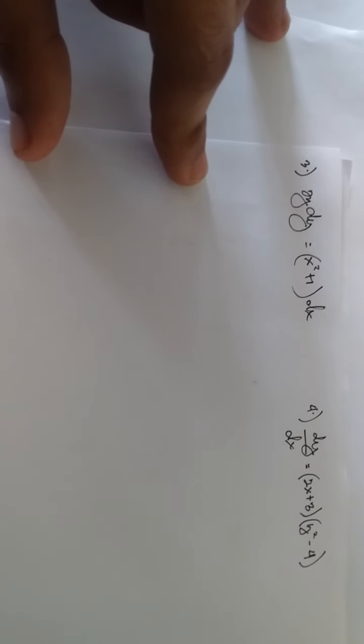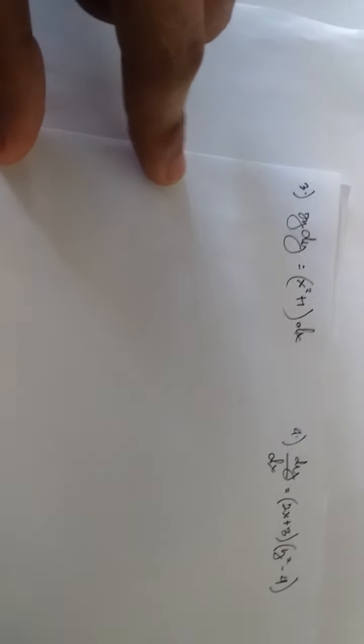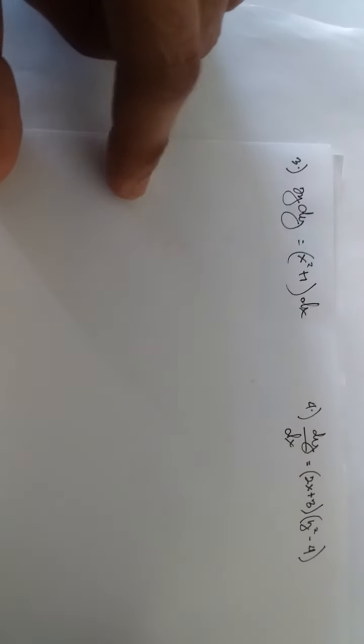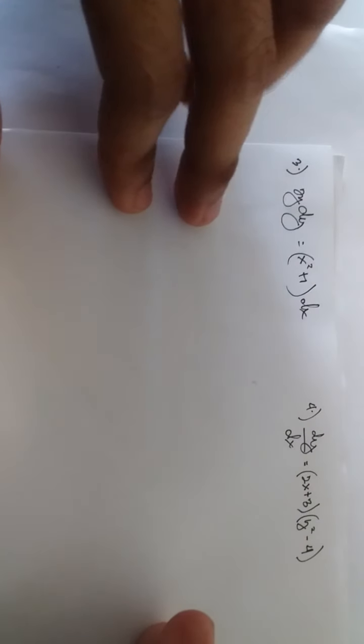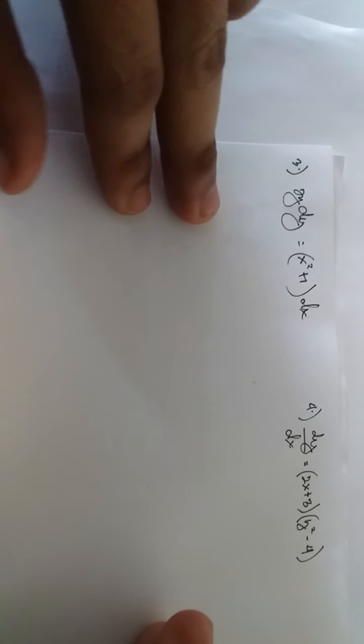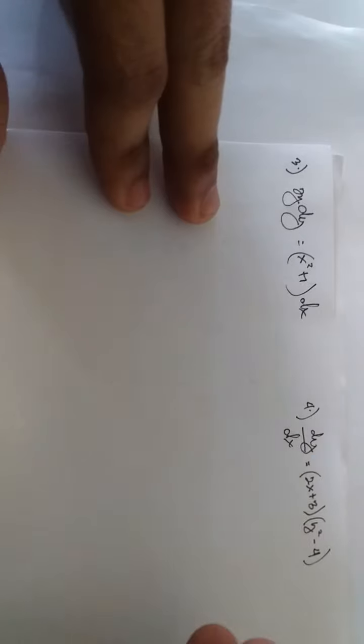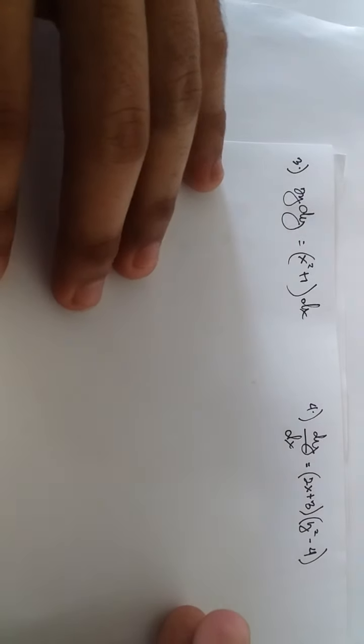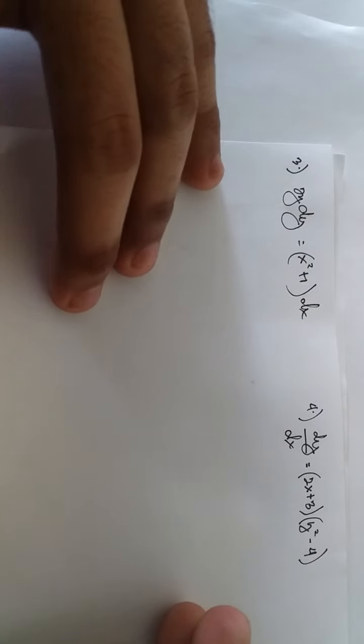For the continuation of our example in separable variables, we have number 3 and number 4. For number 3, we have 2y dy is equal to (x squared plus 1) dx. Comparing number 3 and number 4, number 3 is simpler compared to number 4, so we'll start with number 3 first.